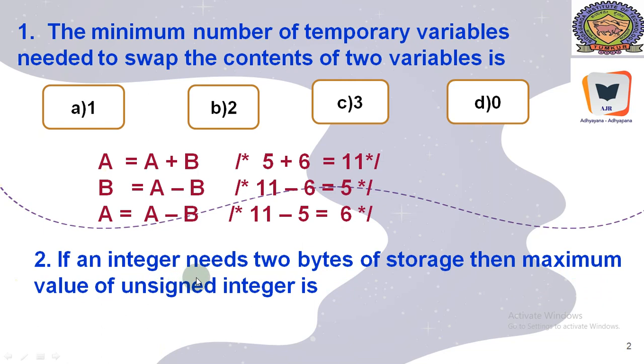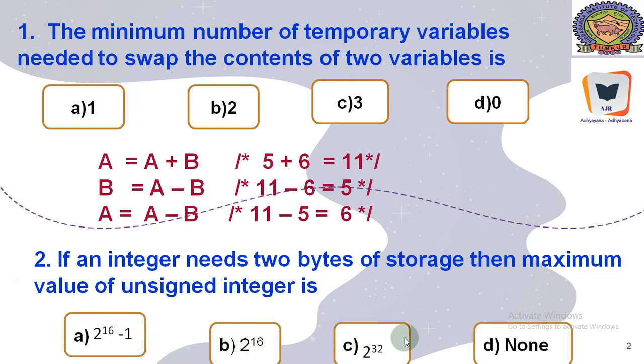Right? If an integer needs 2 bytes of storage, then the maximum value of an unsigned integer is: 2 to the power of 16 minus 1, 2 to the power of 16, 2 to the power of 32, or none. With 2 bytes of storage, the number of bits should be 16. The maximum value that can be held would be 2 to the power of 16, but we can also represent one of the values with all 16 zeros. Therefore, it should be 2 to the power of 16 minus 1. So the maximum magnitude of value for an unsigned integer with 2 bytes is 2 to the power of 16 minus 1.